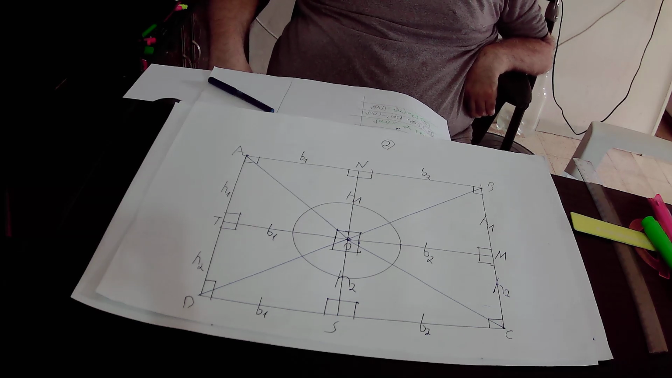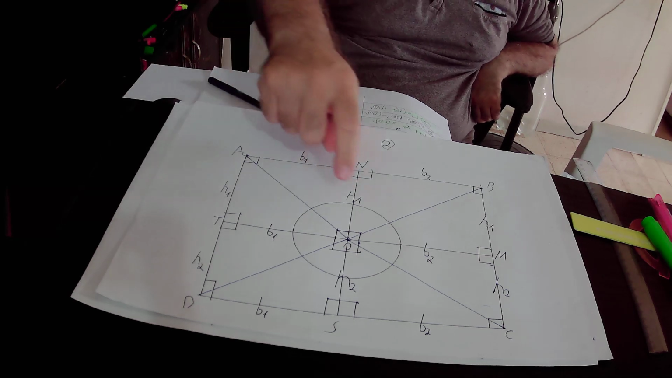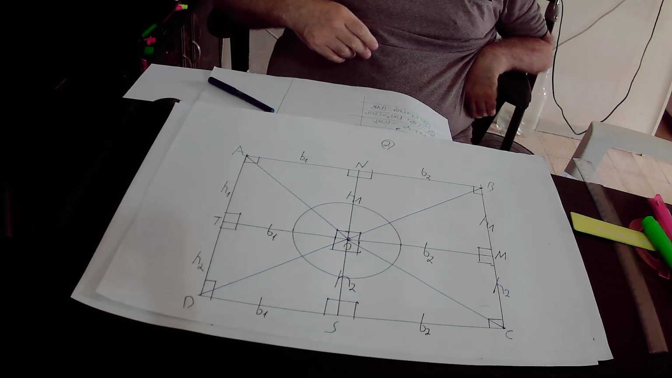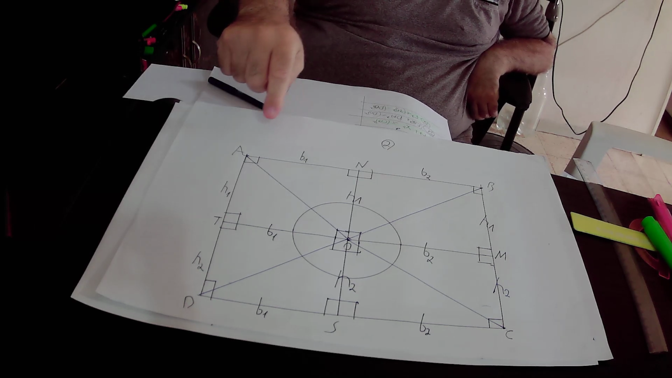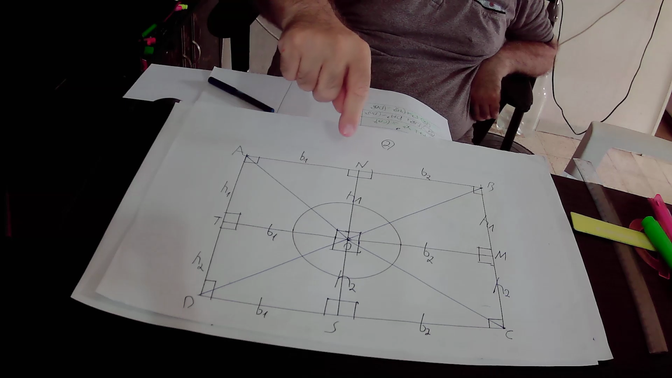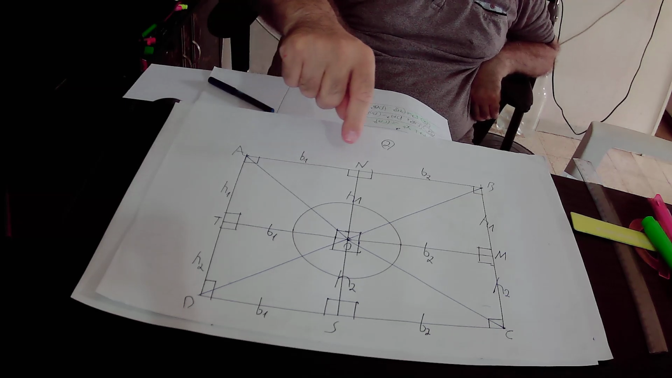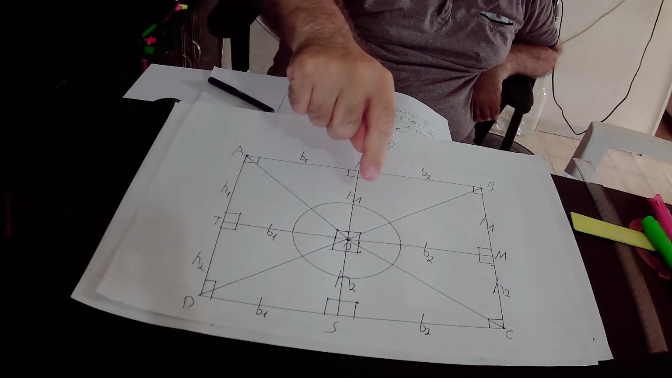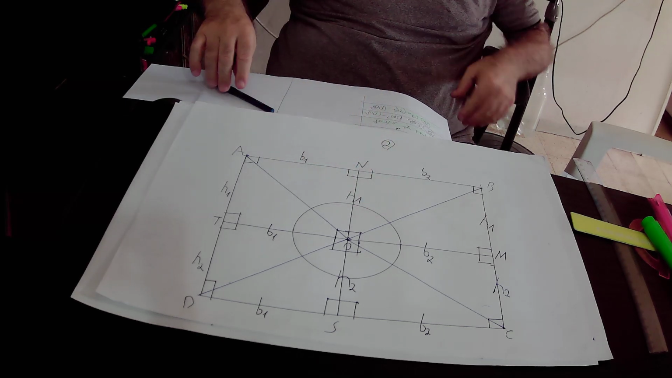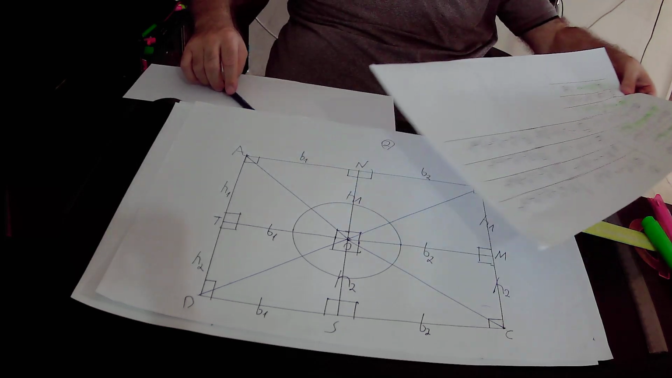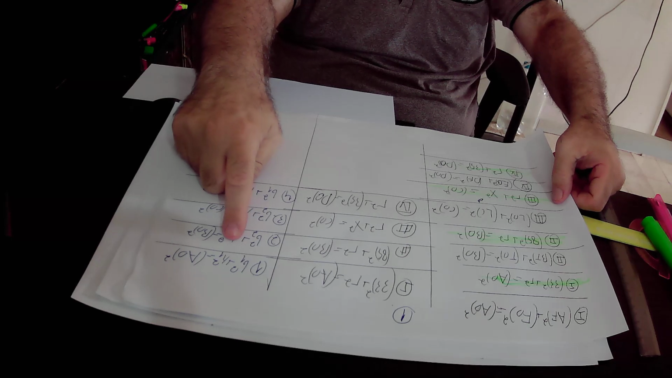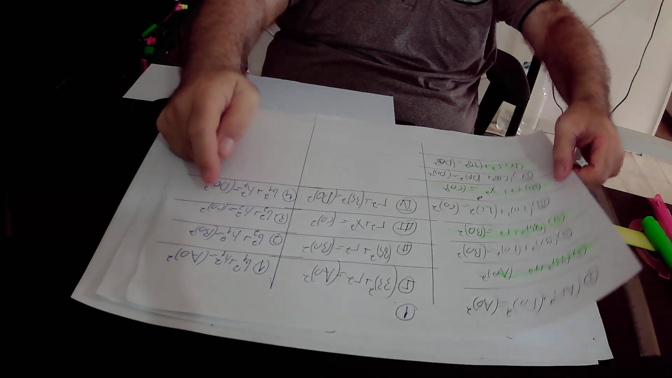Okay, and then we join points A and O together by a straight line. So in triangle ANO, according to the Pythagorean theorem, B1 square plus H1 square equals AO square. I repeat again. In triangle ANO, B1 square plus H1 square equals AO square.